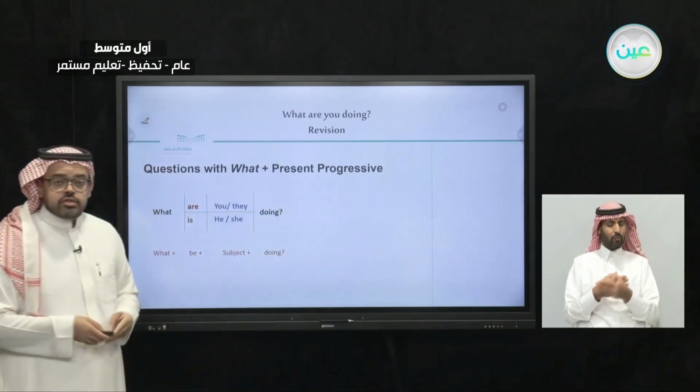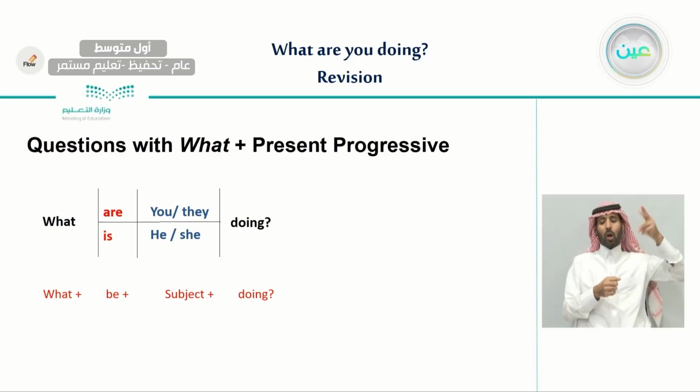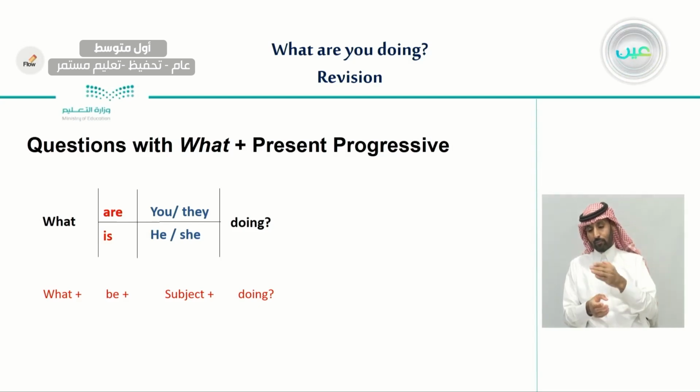Also, we have learned another type of question, which is the what question. And this is an informative question. So for these types of questions that start with what, we're not looking for yes or no answers. Here we are looking for longer answers. So the form of such a question, for example, starts with what, and a verb to be, and the subject, and a verb followed by -ing.